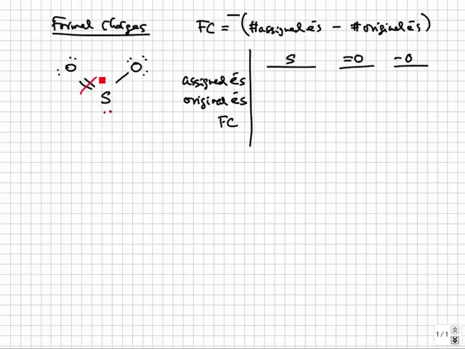The sulfur has one lone pair, which is 2 electrons. It also has 3 bonds, which supply 3 electrons. So there are 5 electrons assigned to it. It has 6 electrons originally, so its formal charge is 5 minus 6 times -1 equals +1.